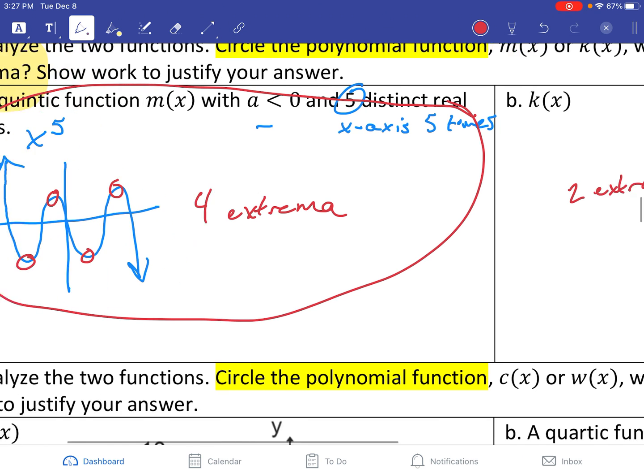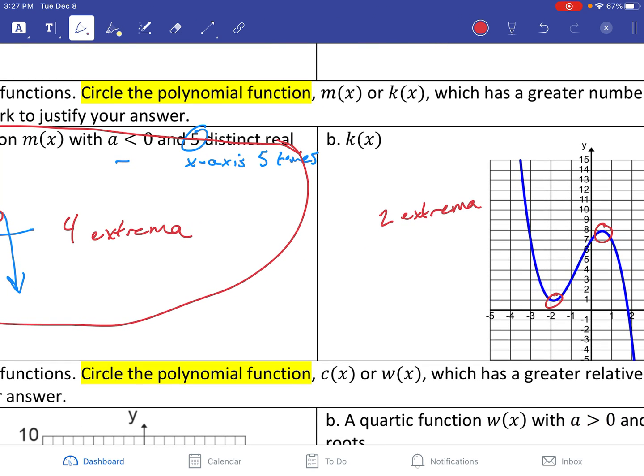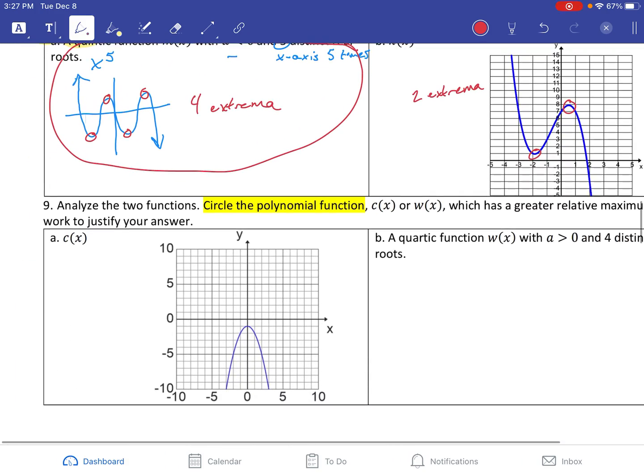This is showing your work. It says, show your work, make sure you show your work. Just circling the extrema is good enough. You're identifying what you're looking at.